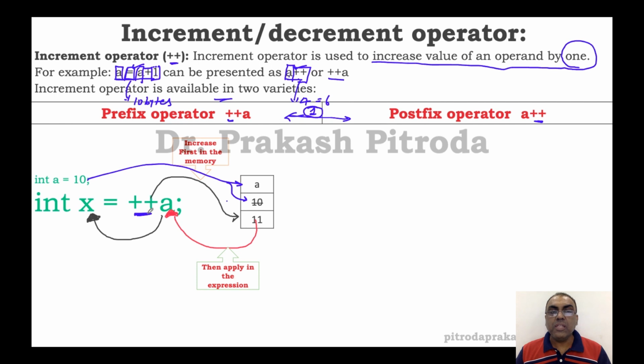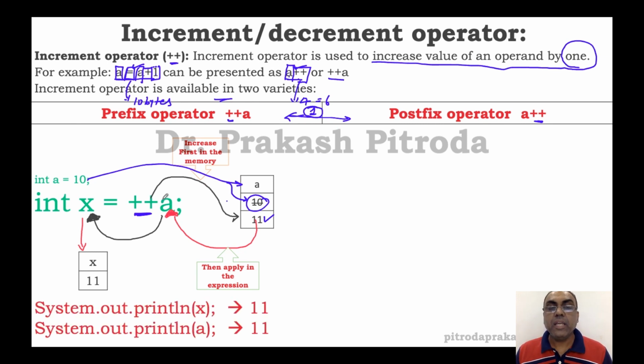So there are two processes happening off the screen, but on screen you cannot see that. Off the screen, at the same line, two things are happening. Plus will first increase the current value in memory by the new value, and immediately the new value is transferred into the variable x. So in memory, x will store 11. When I say print x, it will print 11 because that is the current value. And if I say print a, a is also holding 11, so that will also print 11.